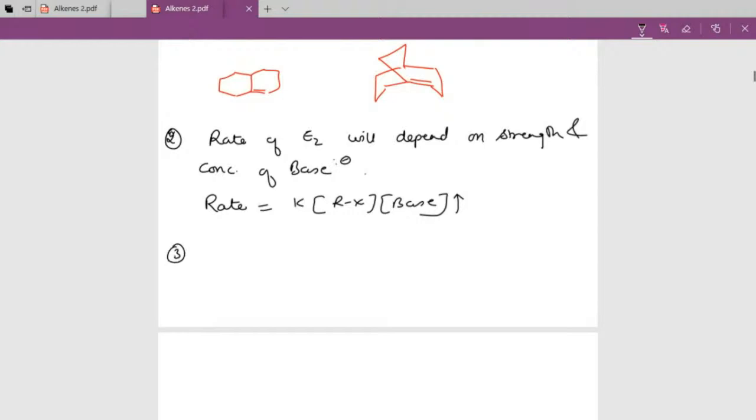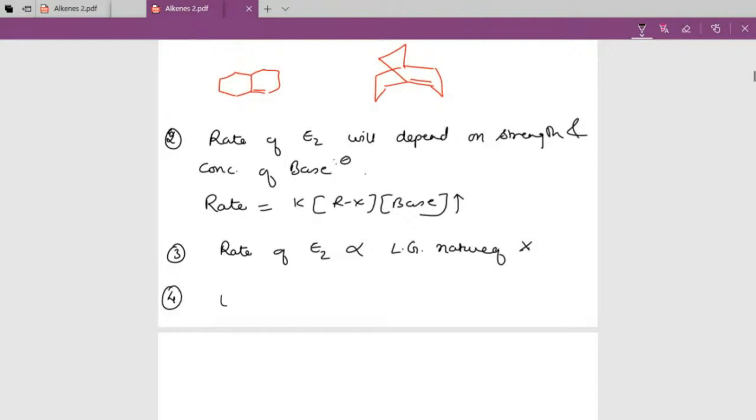Number third, rate of E2 is directly proportional to the leaving group nature of X. As soon as it goes, as fast as it goes, the rate of E2 will definitely improve, as in the RDS, we have a bond breaking of carbon and halogen. Okay.